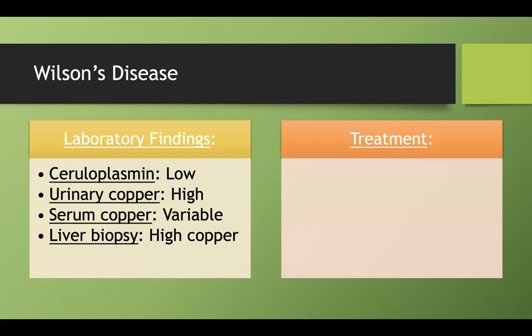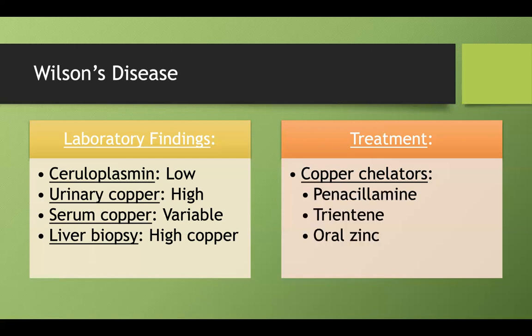So moving on to treatment of Wilson's disease, similar to hemochromatosis, where we use iron chelators, we're going to use copper chelators here. And some copper chelators that they want you to know are penicillamine, trientine, and oral zinc. And ultimately, if the damage is severe enough, if they're a candidate for it, the definitive treatment would be a liver transplant.